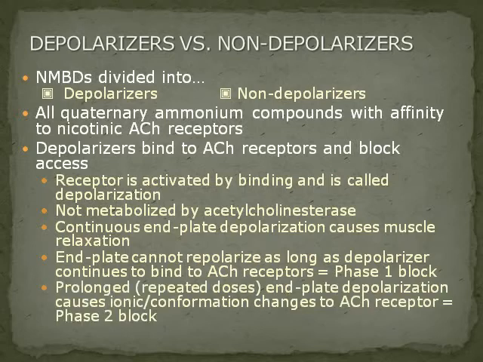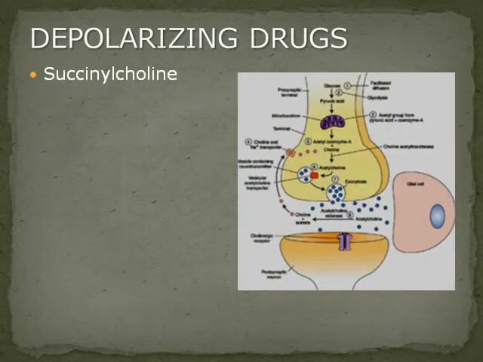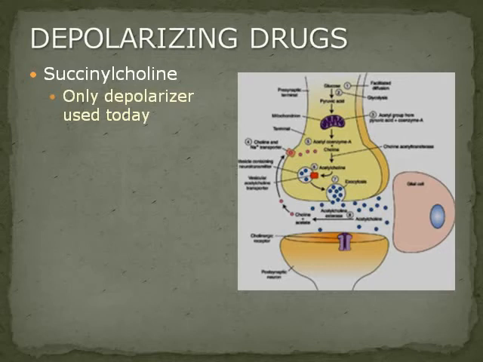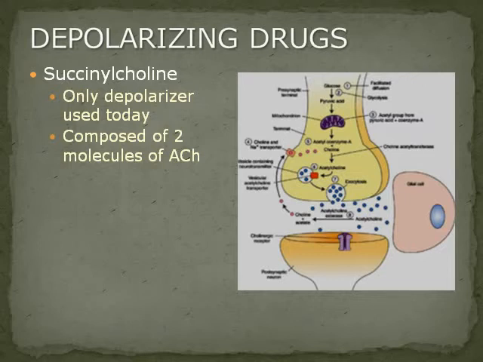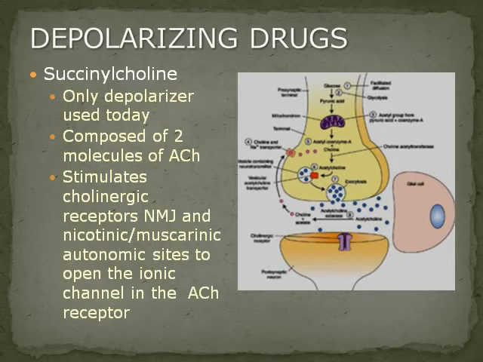After a period of time, prolonged end plate depolarization can cause ionic and conformational changes in the acetylcholine receptor that result in a phase 2 block, which clinically resembles that of non-depolarizing muscle relaxants. Succinylcholine is the only therapeutically useful depolarizing neuromuscular blocker that is used by anesthetists clinically. Succinylcholine is composed of two molecules of acetylcholine linked back-to-back through the acetate methyl groups. Like acetylcholine, succinylcholine stimulates cholinergic receptors at the neuromuscular junction and at nicotinic and muscarinic autonomic sites to open the ionic channel in the acetylcholine receptor.